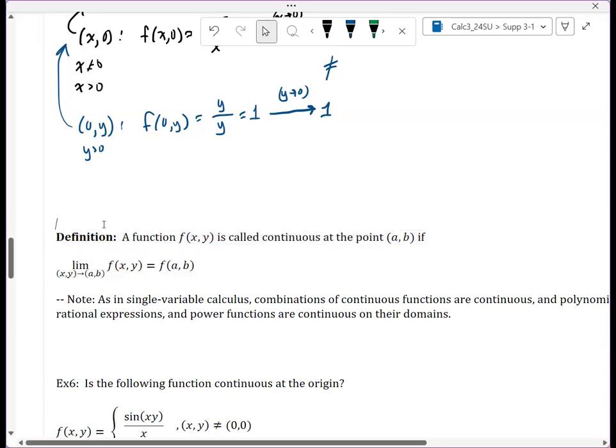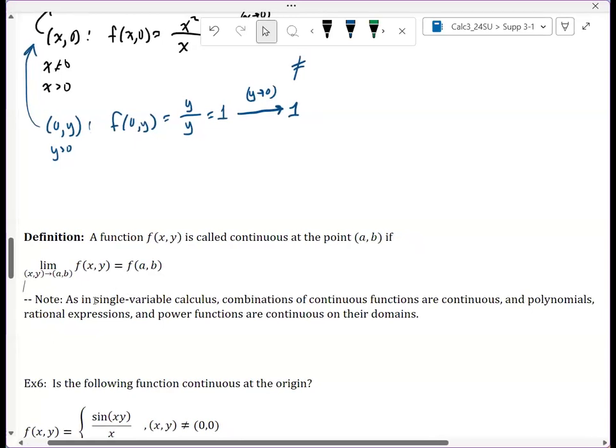Now let's look at the 2-dimensional analog of continuity. A function f of x, y is called continuous at point (a, b) if the limit as (x, y) goes to (a, b) of f of x, y equals f of a, b. In other words, if I can plug in x equals a and y equals b into my function and get the output of the limit, that's what we mean by a function being continuous. Very analogous to single variable calculus.